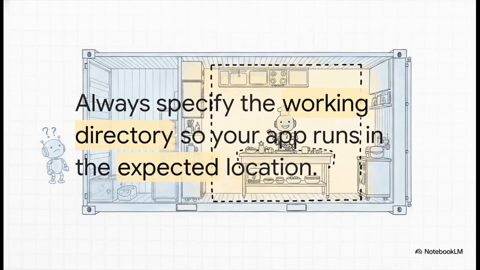Here's another simple but completely fatal mistake: forgetting to specify your working directory. Without it, your application might just execute in some completely random location and crash the whole system. If your app expects to be run from a very specific directory and it's not there, yeah, it's going to break. It's an easy recipe for disaster, but it's 100% preventable just by defining that working directory right up front.